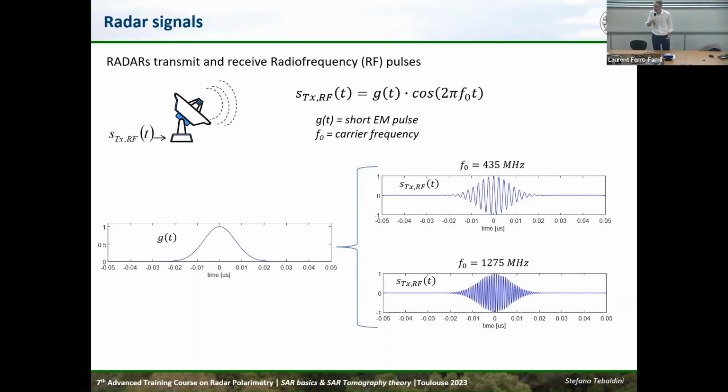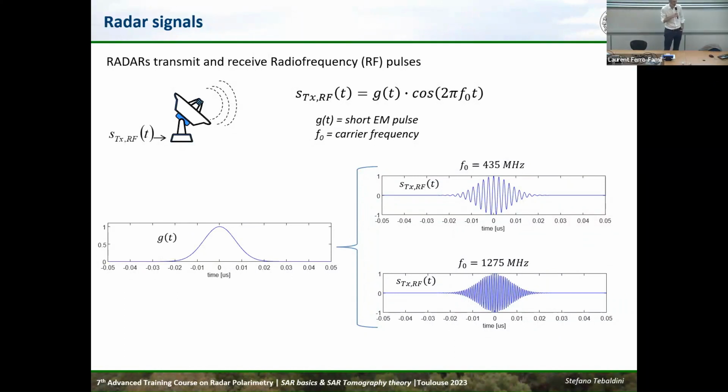So now we want to see how a radar signal looks like. Our mathematical model is s_TX,RF. A very sophisticated notation to say that TX is the transmitted signal, so what is sent by the antenna. RF is radio frequency, so it is a radio frequency signal.